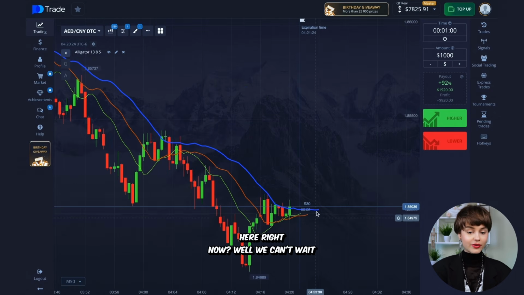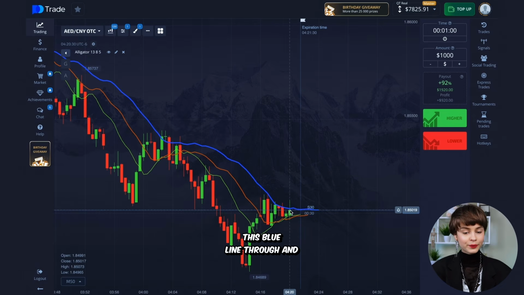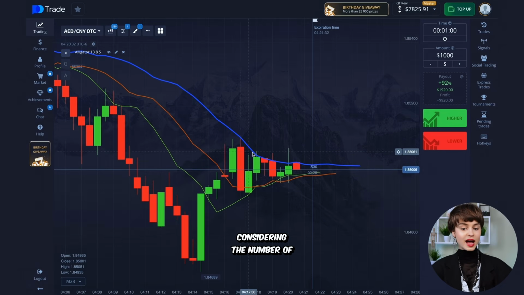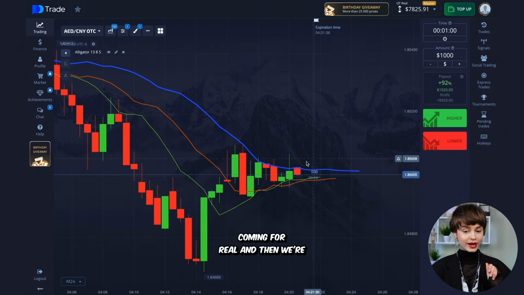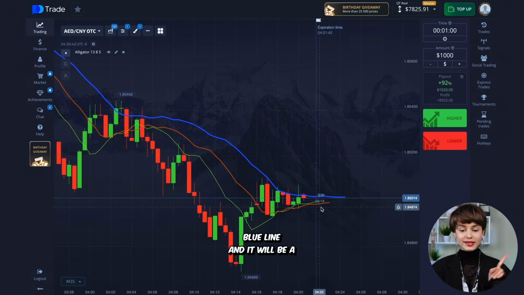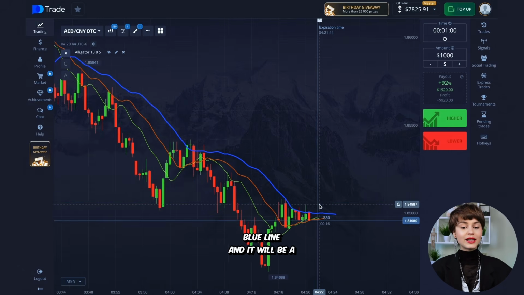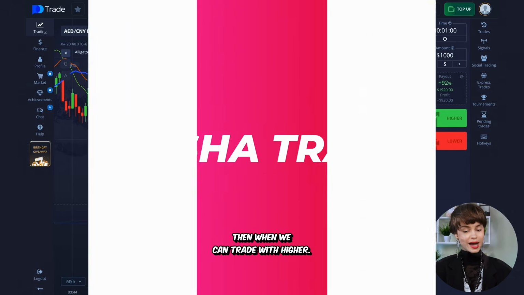What's up here right now? Well, we can wait for the market to break this blue line through, and considering the number of accumulations next to it, the breakthrough is coming for real, and then we're waiting for the green and orange lines to intersect the blue line, and it will be a confirmation of the trend's change, when we can trade with higher.